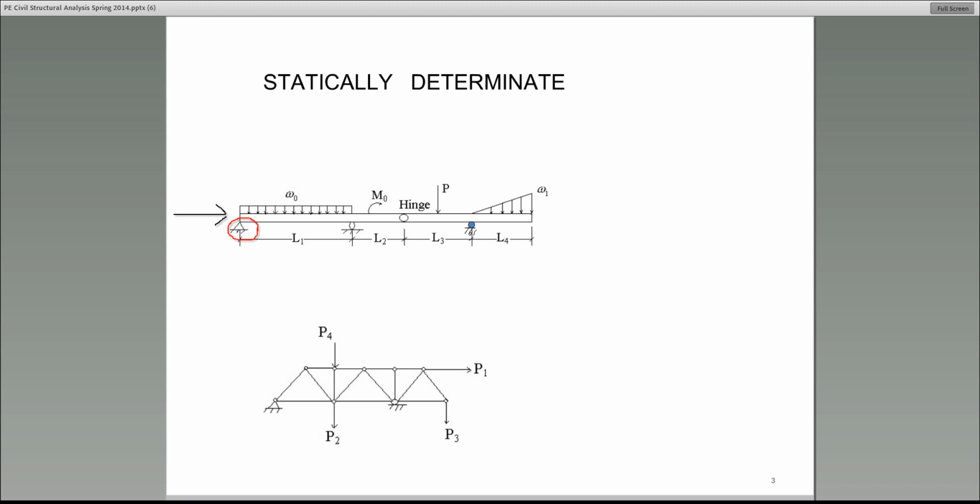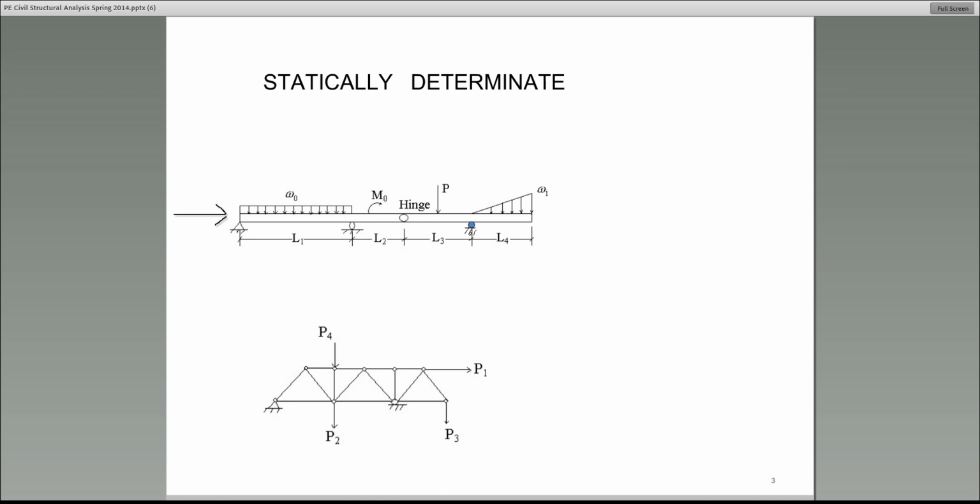What type of support is that? That is a pin support, P-I-N. That's a pin support. And how many unknowns are there at a pin support? When we talk about unknowns, please write it down. We're talking about the number of reactions. So how many reactions do you expect at a pin support? Those of you who said 2, you are indeed correct. All right? So 2 reactions we expect at a pin support.